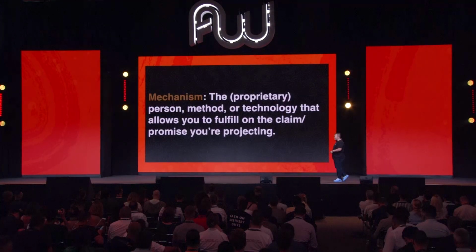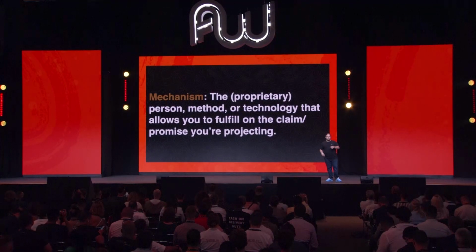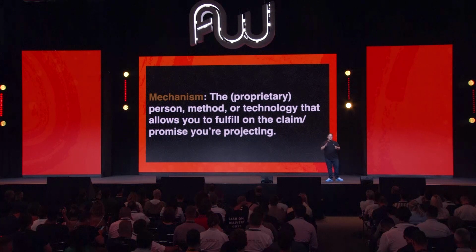Intro to mechanism ad, if you don't know what it is, essentially it's from the copywriting world. And the mechanism in any company, I like to always think of it as the moat for the business. If you think of a business like a castle, you want to protect your castle. The moat around it is what's going to allow you to best serve that, to ensure that your competitors can't easily cross it and take over your castle. And a mechanism is essentially the proprietary person, method, or technology that allows you to fulfill on the claim or promise that you're serving in your ad.